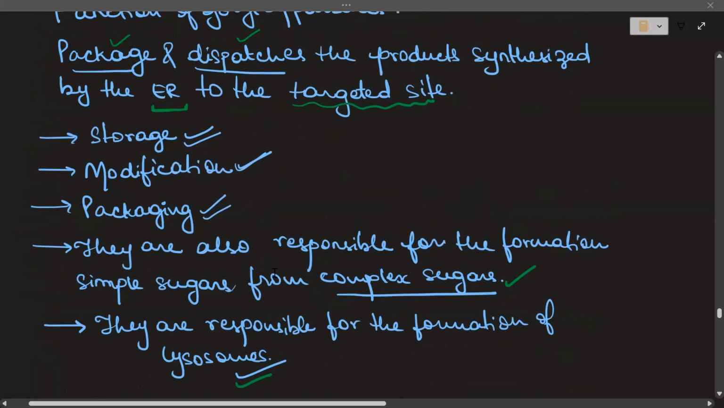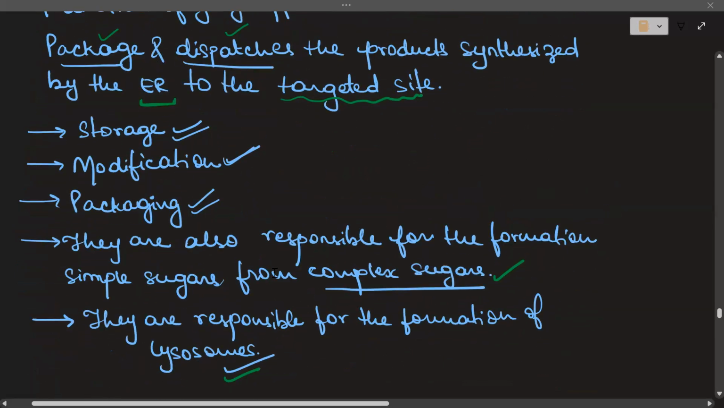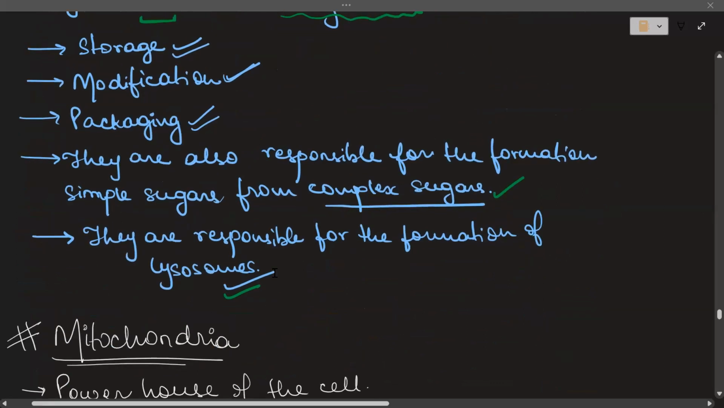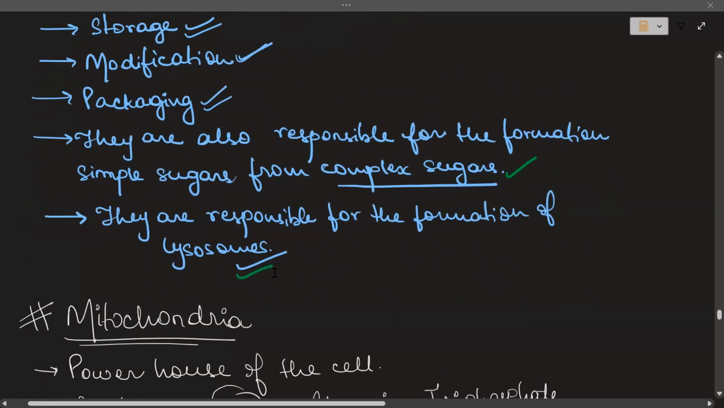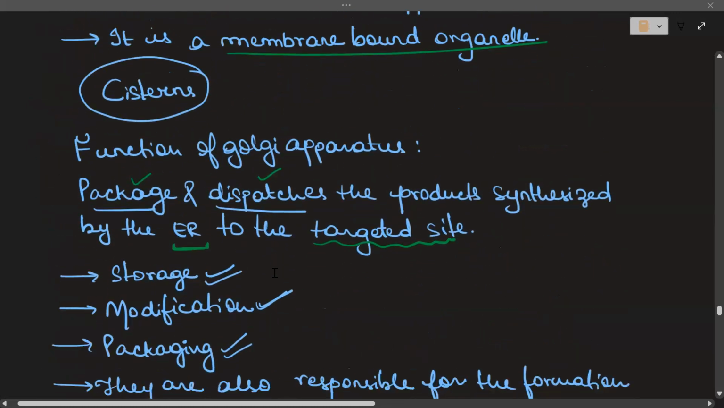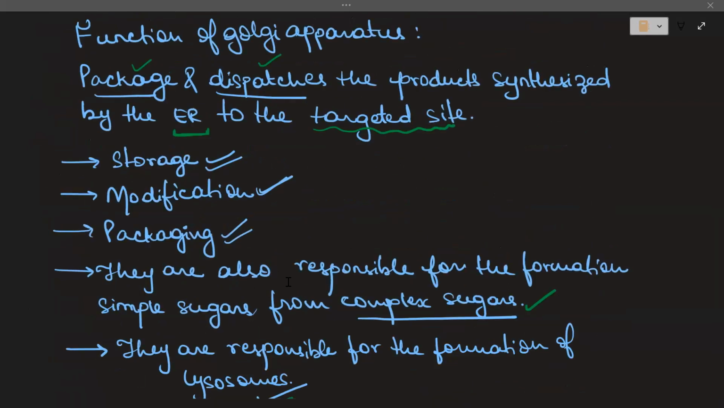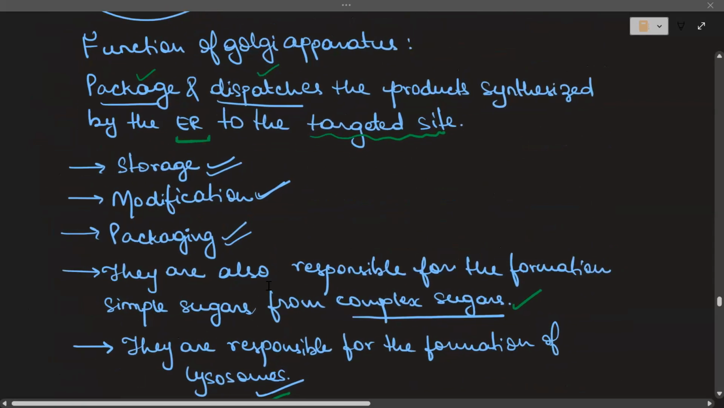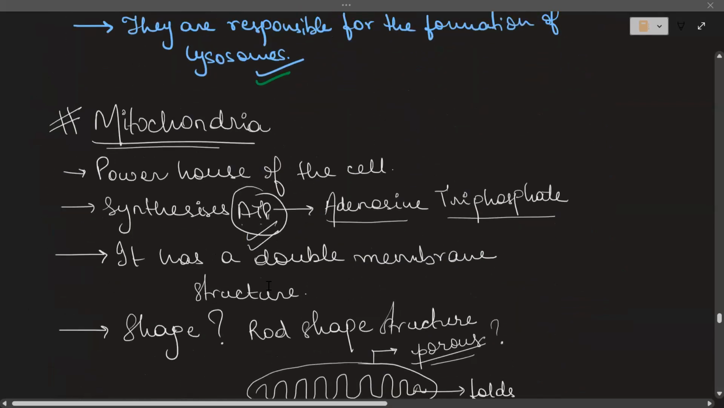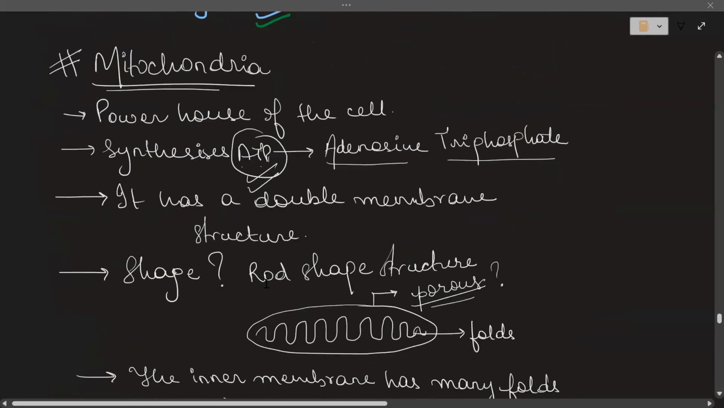Now, apart from that, storage, modification, and packaging. They are responsible for the formation of simple sugars from the complex sugars, and apart from that they are responsible for the formation of lysosomes. So see, so many functions of the Golgi apparatus are there, right? So now moving on to mitochondria.